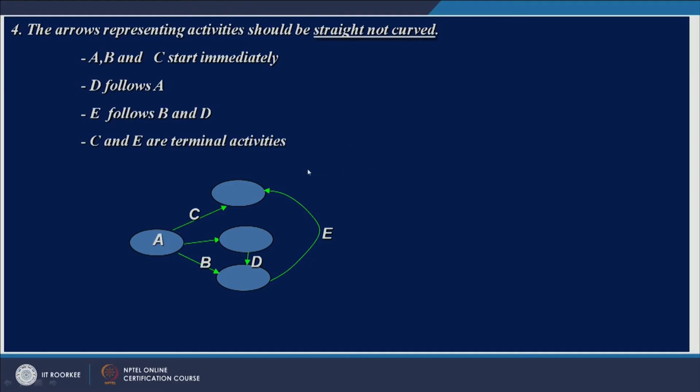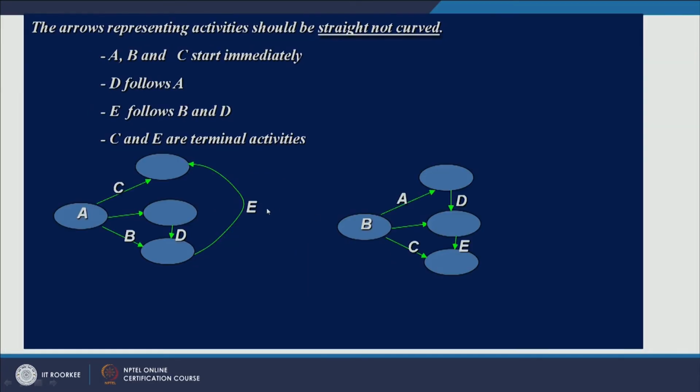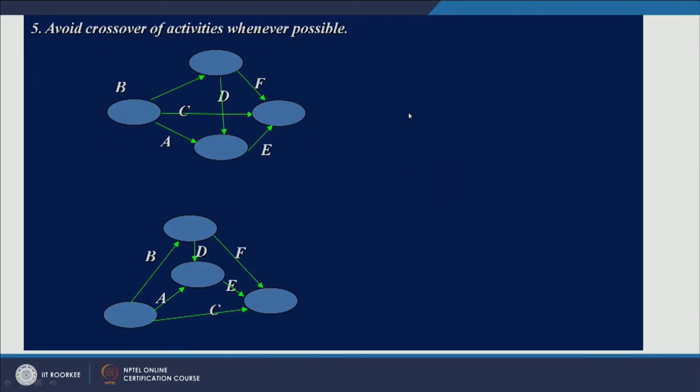So, how to avoid a situation like this? Can you draw a network where you do not have this curved arrow? I hope you would have drawn a correct network. Let us see this. This is a correct network. So, A, B and C, this is D and E. This is a better network. Try to use straight arrows, not curved arrows.